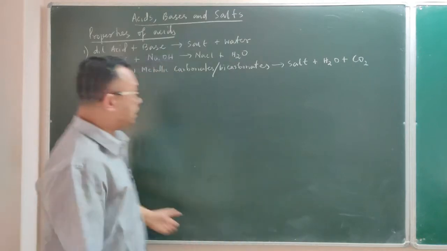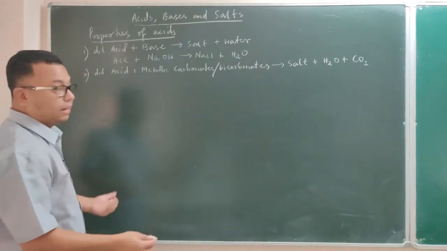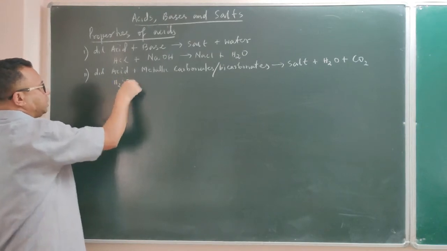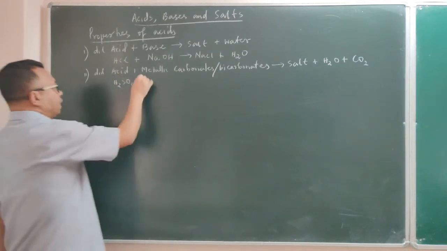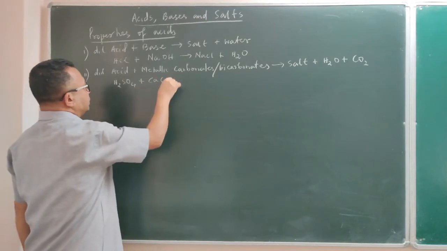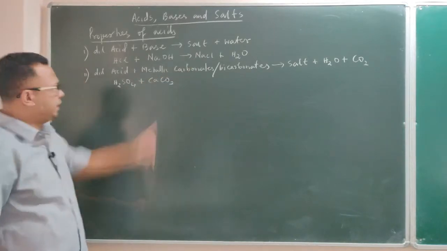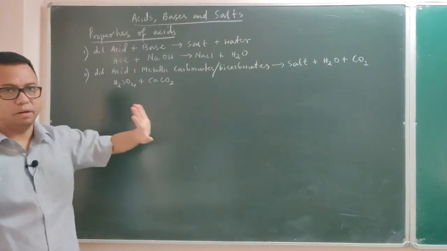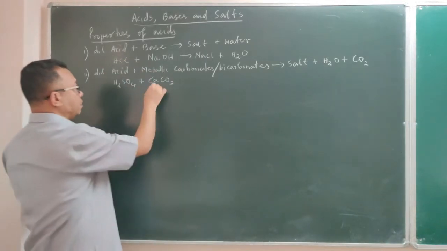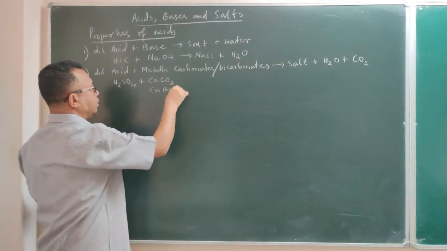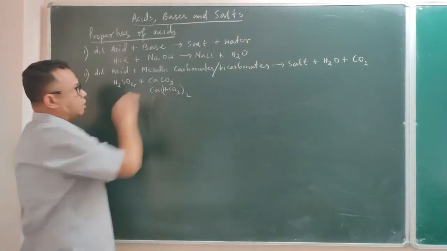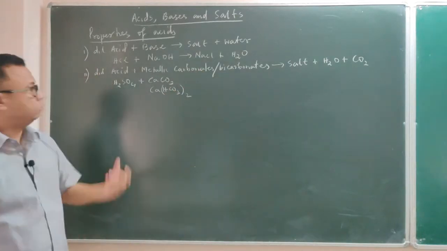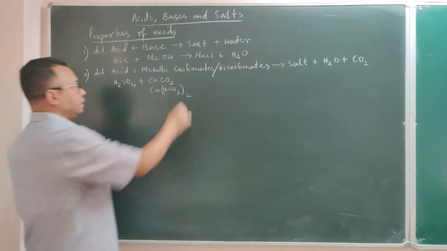Okay, let's take one example then. Let me take one metallic carbonate and one acid. Let me take sulfuric acid. This is dilute sulfuric acid. If I react it with one carbonate, let's take calcium carbonate. You can take any metal, calcium, magnesium, aluminum, whatever you like, any carbonate. Or if you like, you can write bicarbonate also, here calcium bicarbonate. Instead of carbonate, you can write bicarbonate, because whether it is a bicarbonate or a carbonate, the same reaction will take place.